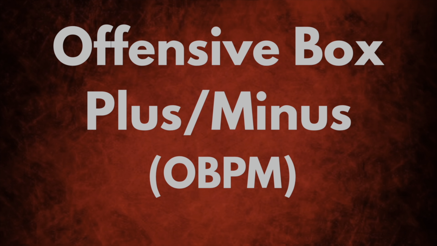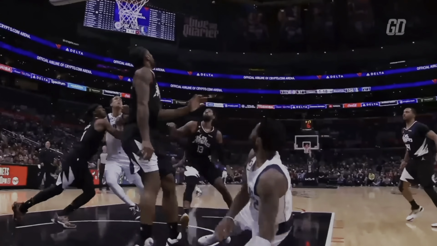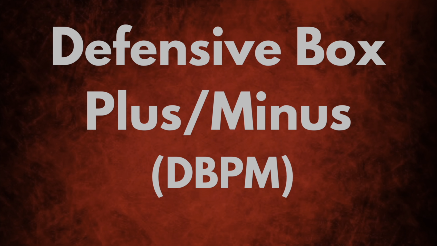You also have offensive box plus minus, which isolates the player's impact on the offensive end of the court. Then you have the defensive box plus minus, which isolates the defensive side of the ball. And analysts love the plus minus stat so much that here are 5 more variations of it.